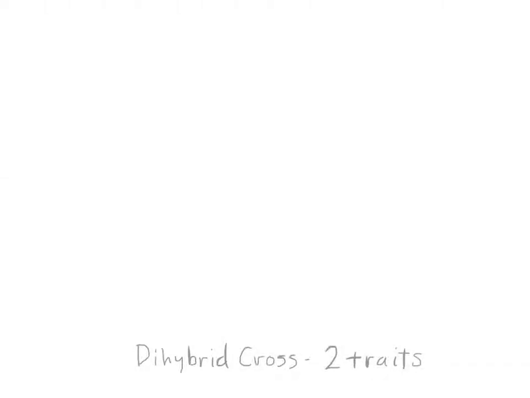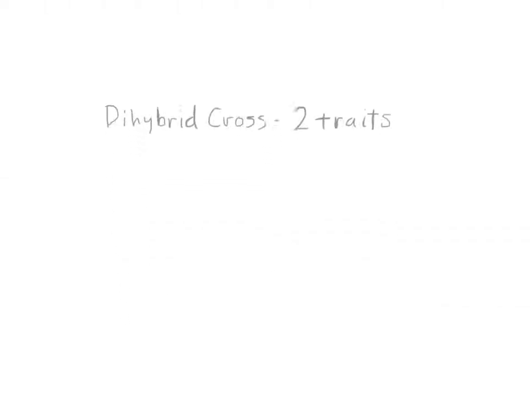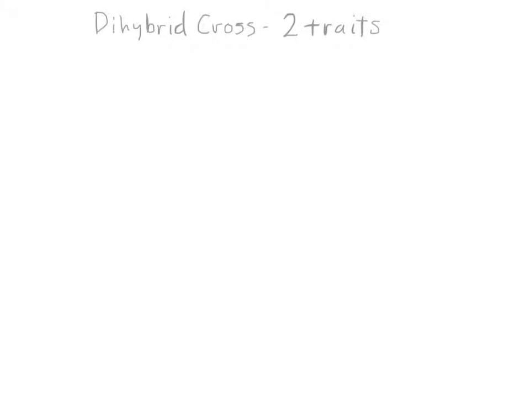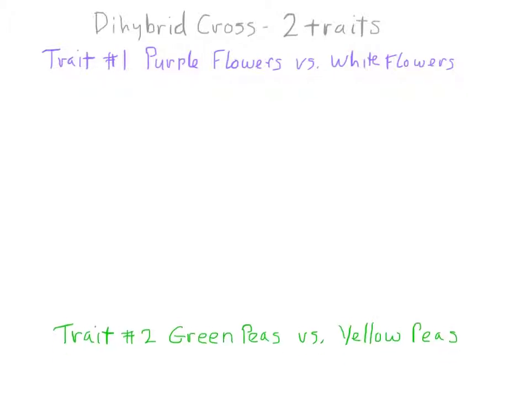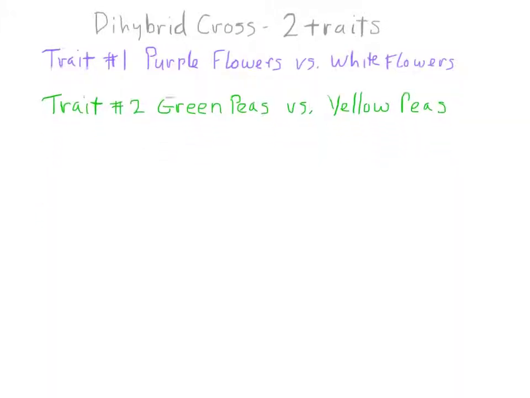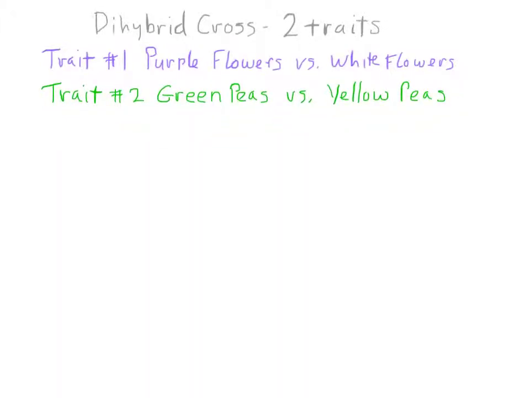In this video, we're going to investigate the dihybrid cross, which involves two genes for two different traits. The first trait is a gene that determines the color of the flower. Purple is dominant, white is recessive. And a second trait is a gene that determines the color of the pea, green being dominant, yellow being recessive.